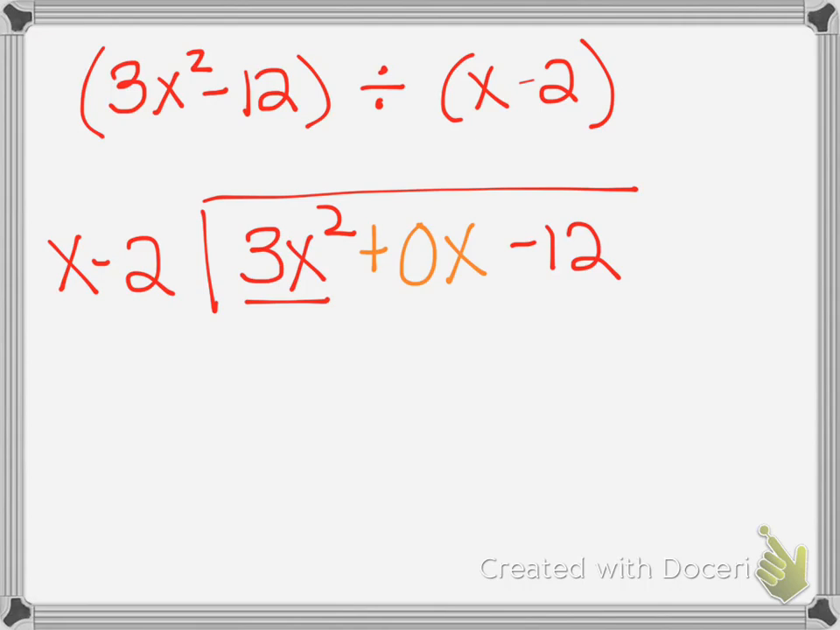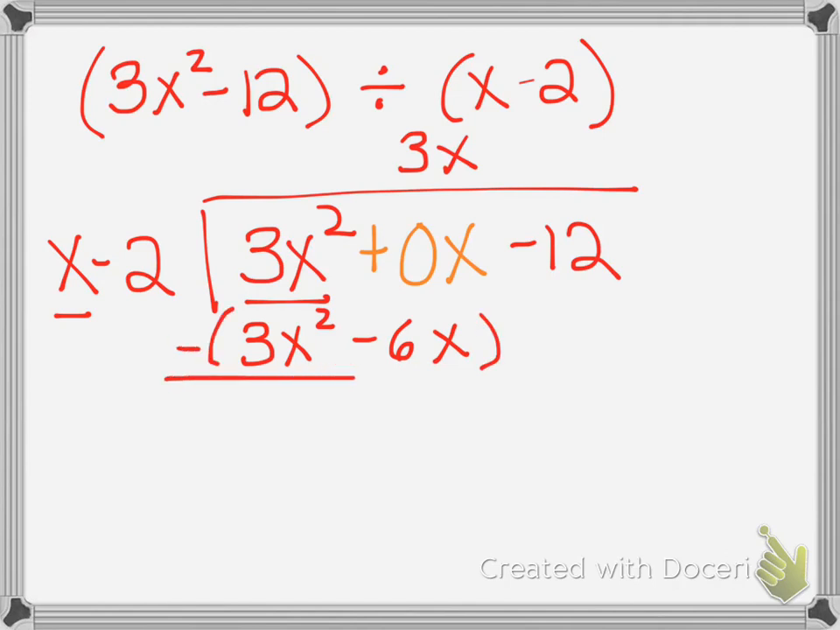then you're going to do 3x squared divided by x, and you're going to get 3x. And then you're going to multiply that through. 3x squared minus 6x. Subtract. Now the placeholder is important because now we have all of our linear terms lined up. So the 3x squareds cancel out. And then you have 0x minus negative 6. So that's going to turn into plus 6x. Bring down this negative 12.